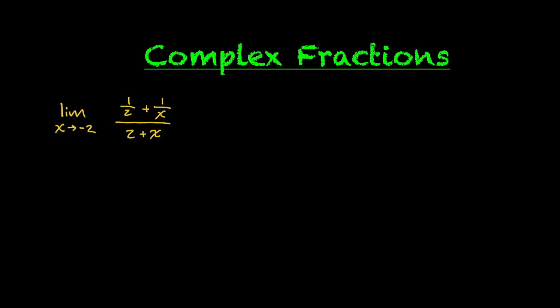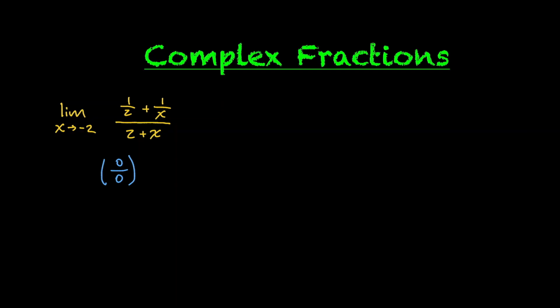So let's dive into another complicated example, this one called complex fractions. That's when you have an addition of fractions or subtraction of fractions inside of another fraction. So here we have 1/2 plus 1 over x all over 2 plus x, and the limit is going to -2. Now again, we're going to start off the same exact way. We're just going to plug in. When we plug into the bottom, 2 plus -2 is 0. And when you plug in the top, you'll have 1/2 minus another half, so 0 on the top as well.